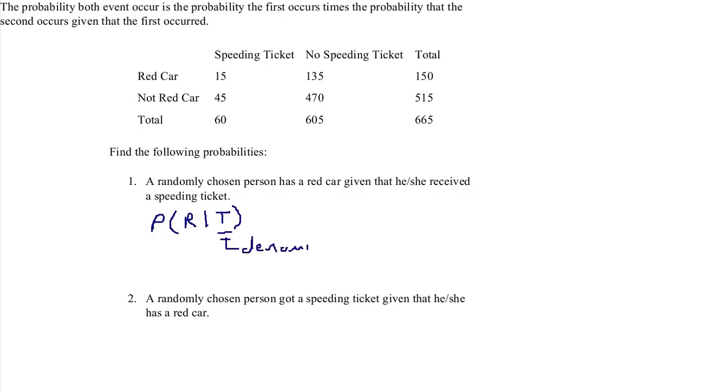These are all the people we are looking at. We know this person had a ticket. So all we're looking at out of this table up here is the people who had tickets. Now, of those people who had tickets, how many of them had red cars? So this is where we get our numerator. The number with red cars of those with tickets. And that's going to be this 15 right here.